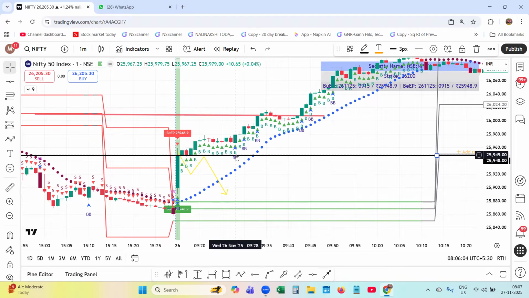Think of that like this: before a person starts walking, before the structure forms, they first shift their weight to one leg. That small shift tells you which direction they may walk next. EP does the exact same thing. EP shows the first reaction zone of buyers and sellers. Before the trend forms, EP shows where the first big buyers and sellers are sitting. These are the first footprints of this smart money.